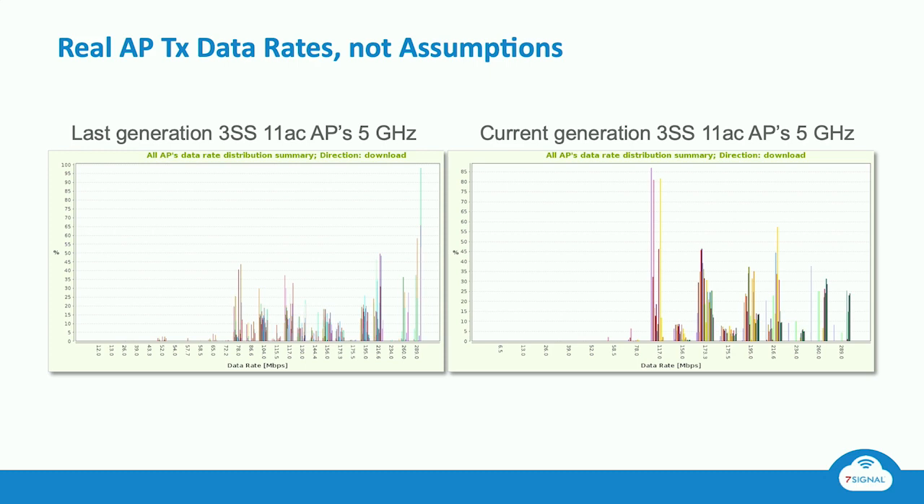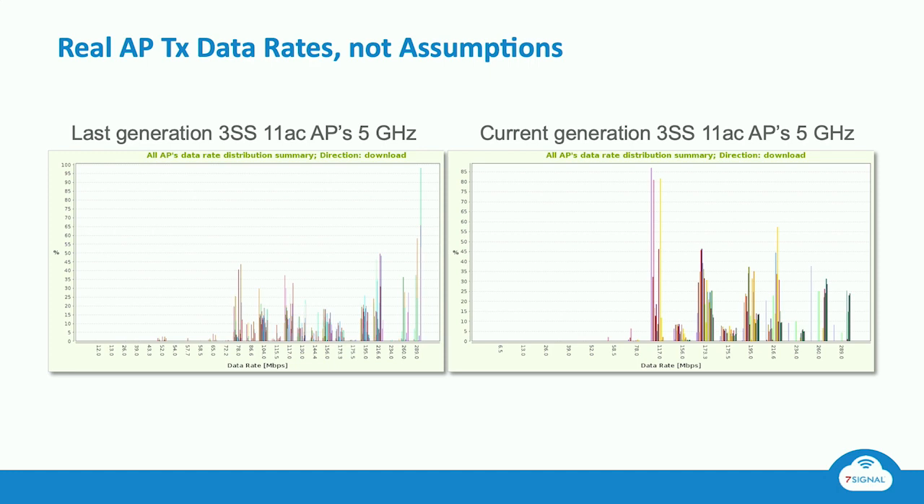So these are data rates from 2 different groups of APs. On the left is the last generation 3-stream 11AC AP, and on the right is the current generation 3-stream 11AC AP from the same vendor.